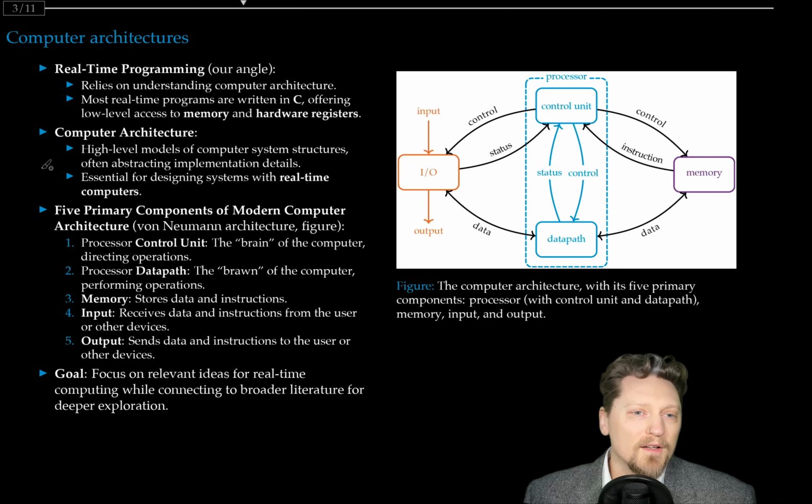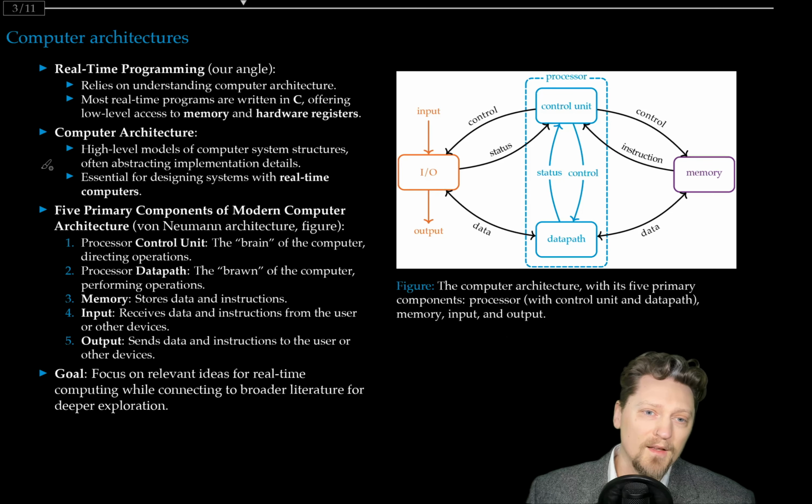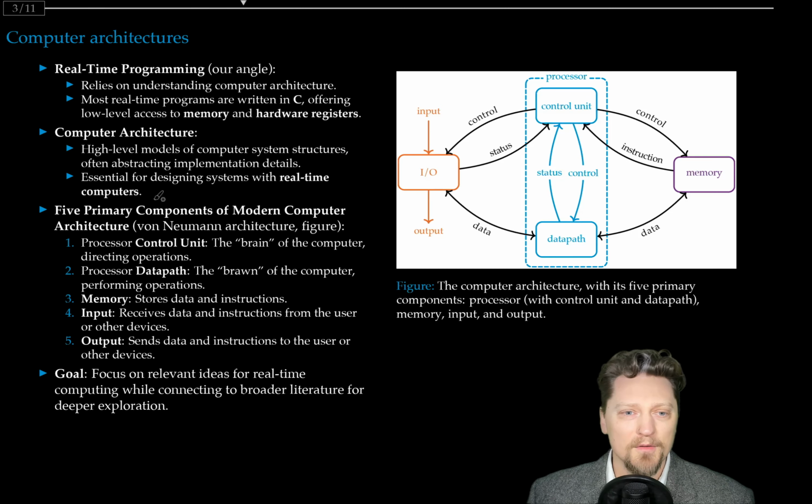Computer architecture: high-level models of computer system structures, often abstracting implementation details. So we're not going to worry about some of the implementation details here. We're going to go over how the computer is structured in sort of an abstract model that's going to help us think about how it works when we're programming. It's essential for designing systems with real-time computers, as we've discussed.